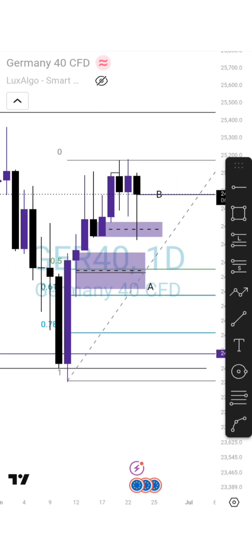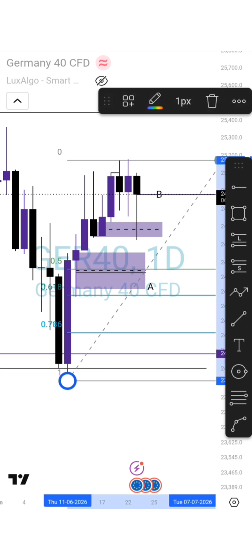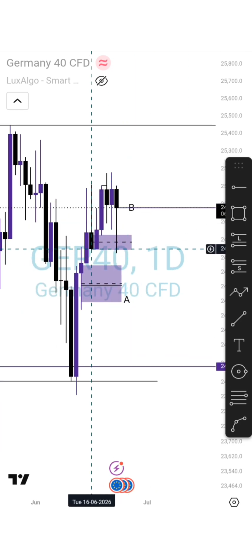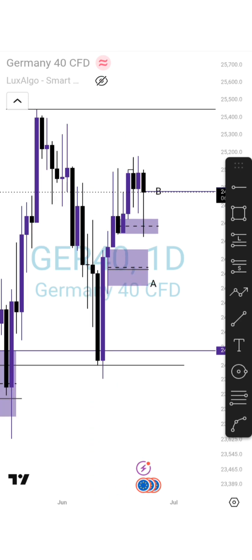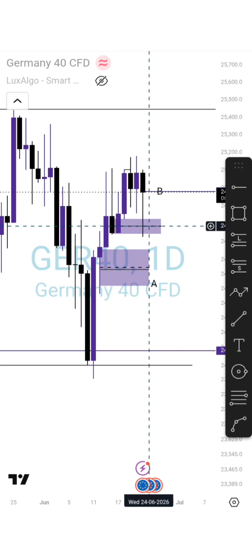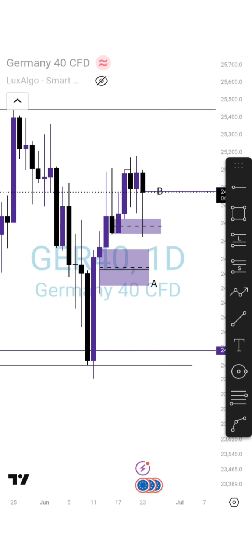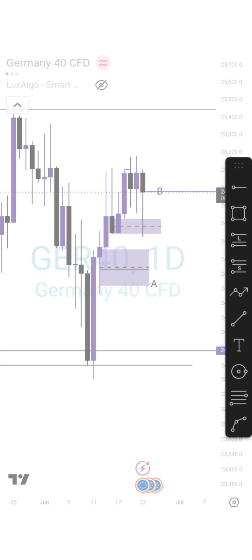Okay, so I mapped it, and then I mapped this order block for price to react on first, because price is going to get here first before it gets here. Now let's go to lower time frame for structure. I'll use the 1 hour time frame.